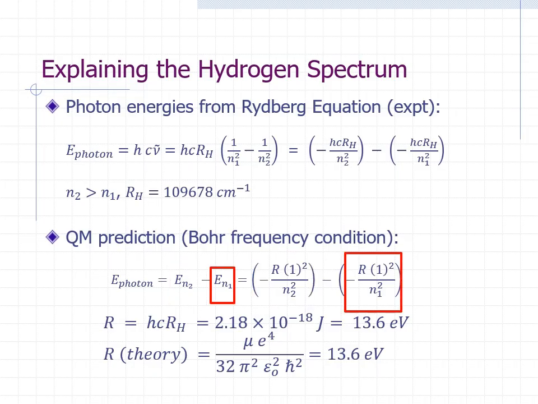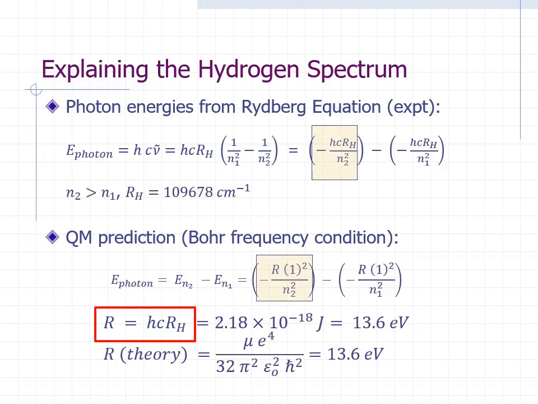We can see that if hc times R_H is equal to R, then negative hc times R_H over n2 squared is the energy if the principal quantum number is equal to n2, and negative hc times R_H over n1 squared is the energy if the principal quantum number is equal to n1. This suggests that the constant R that we obtained from solving the Schrödinger equation should be equal to hc times the experimental R_H. If we calculate R from the experimental value of R_H, we find R to be equal to 13.6 electron volts to 3 significant digits. We can see that there is perfect agreement with the theoretical value.